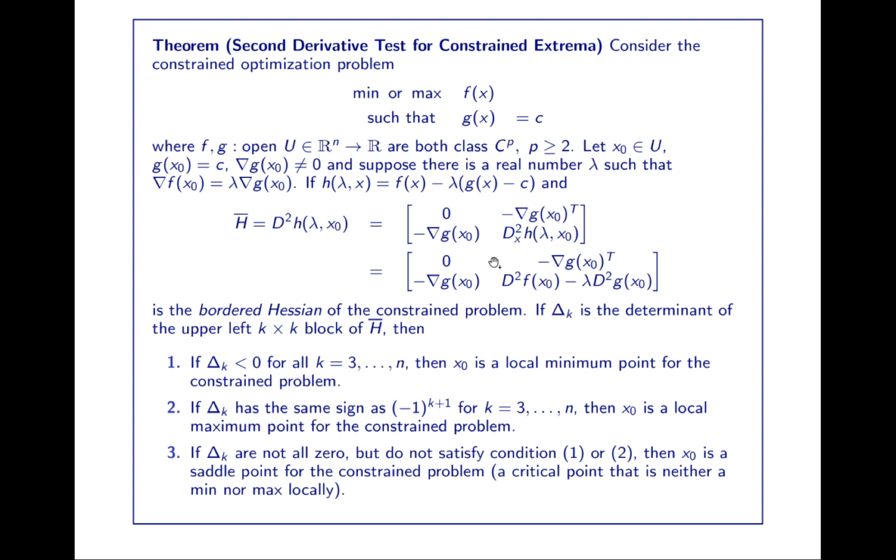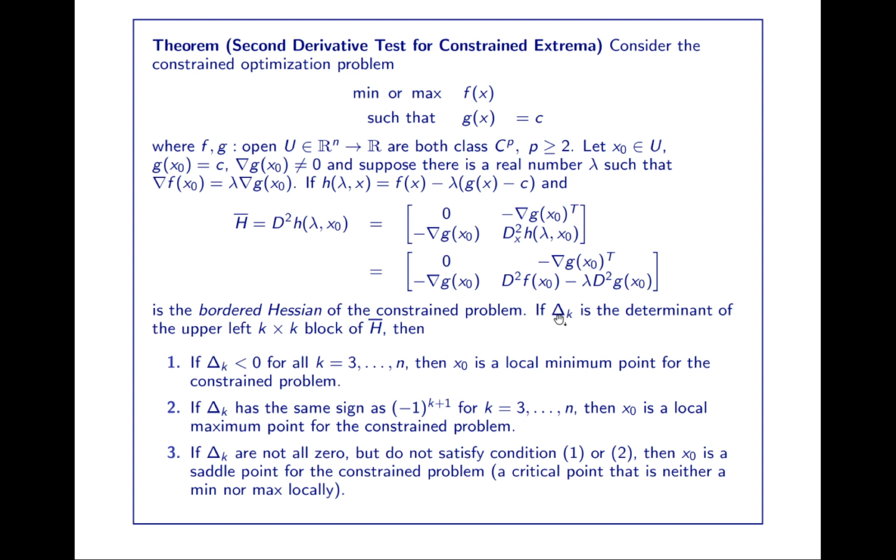Now again, this is a n by 1. I'm sorry, a 1 by n. This is n by 1. And then here I have the Hessian of this function here. So that's why we call it a bordered Hessian. Right, on this border and this border, we have the gradient of g at x naught. And in this kind of bottom n by n block, we have the Hessian of this function.